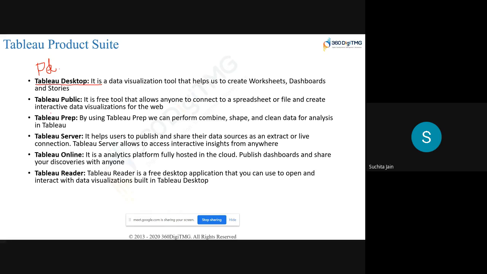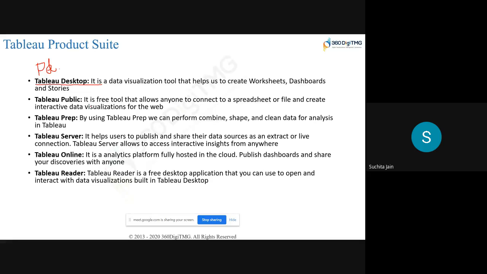Now, coming to Tableau Public. It is a free tool that allows anyone to connect to a spreadsheet or file and create interactive data visualizations for the web. You can go to the Tableau website and download Tableau Public free of cost. I'll show you the environment. But definitely there are certain features which are not available in Tableau Public that are available in Desktop.